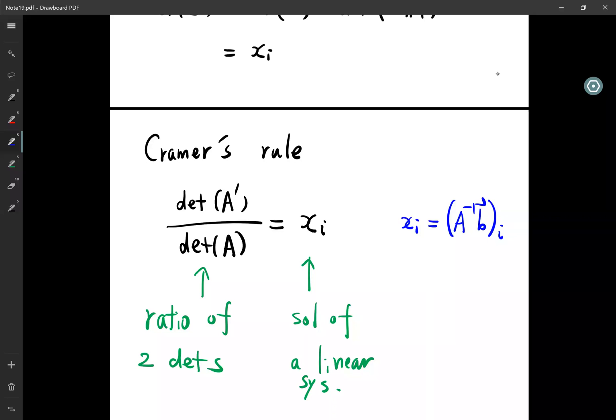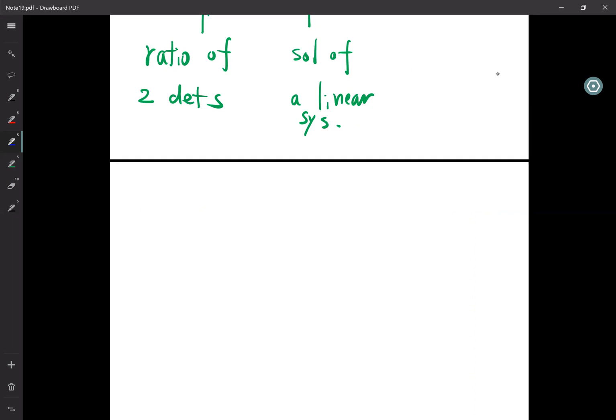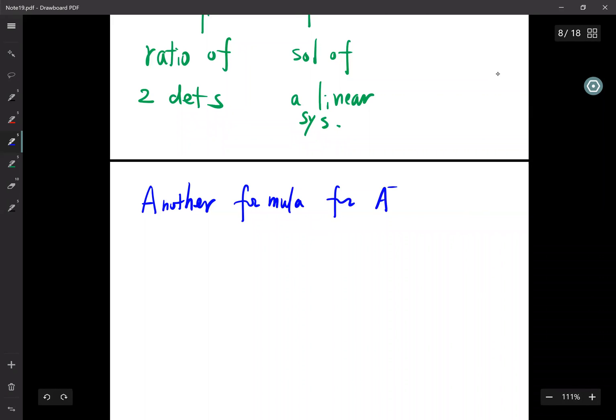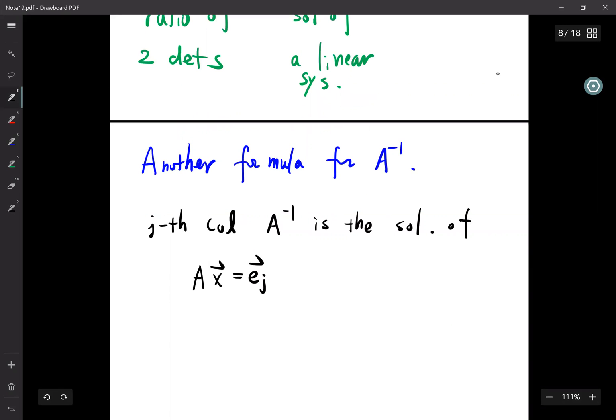Now I'm going to follow the textbook, which is to show you a practically useless formula for the matrix inverse. But this is the standard way, another formula for A inverse. So the idea is the following. What is A inverse? The jth column of A inverse is the solution of the following linear system, that is AX equal to EJ, right? So I just solve the first equation, E1 = (1, 0, 0, 0), E2 = (0, 1, 0, 0), and I put them together, I will get my A inverse.